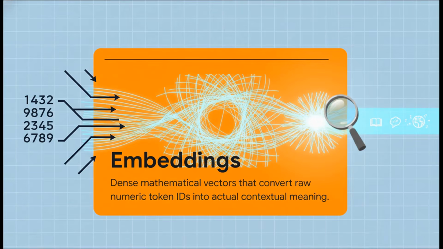So, the crucial point is that this brings us to the threshold of embeddings. Raw numbers like 1432 mean absolutely nothing on their own. Embeddings convert these raw numeric IDs into dense mathematical vectors. This is the magical threshold where lifeless numbers finally, brilliantly turn into actual contextual meaning.